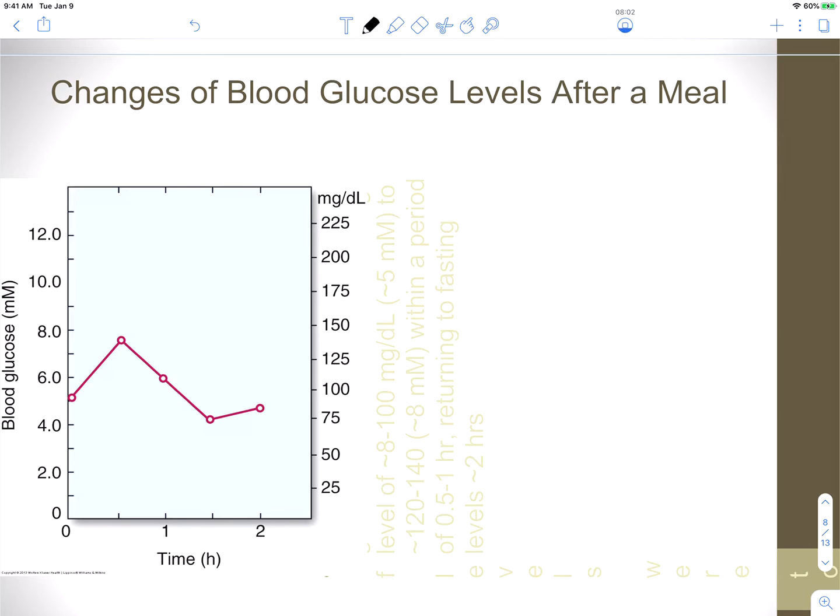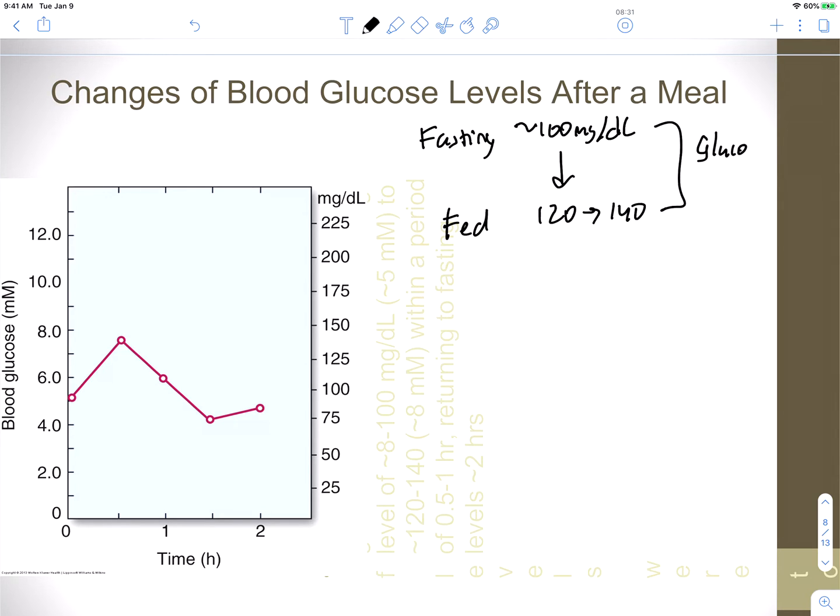But so as we've already talked about, after a high carbohydrate meal, glucose levels are going to rise from a fasting level of about 100 mg per deciliter. So this is fasting. To about 120 to 140 during fed. And this is glucose levels. And then, of course, you're going to return back to your 80 to 100 after about a couple hours after eating.